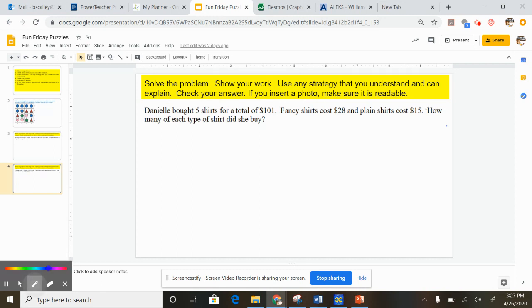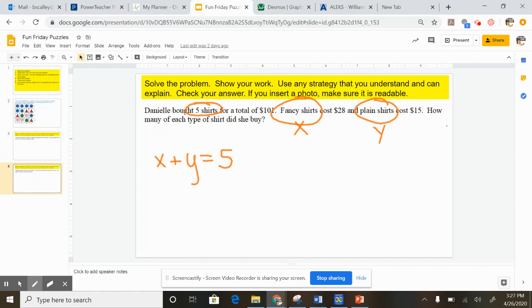I'm going to go ahead here. Let's go with fancy shirts. I'm going to call them X. Plain shirts, I'm going to call them Y. And so I know Danielle bought a total of 5 shirts. So it had to be a combination of fancy shirts and plain shirts. So X plus Y must be 5.